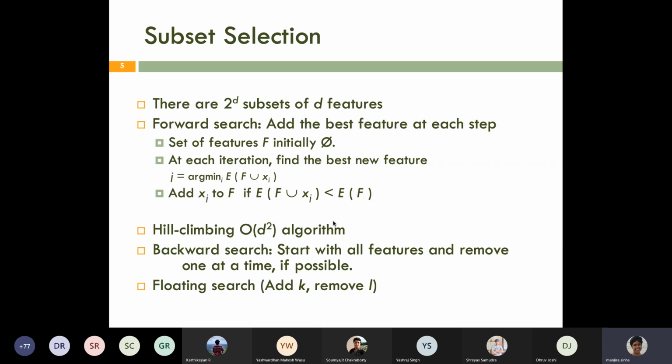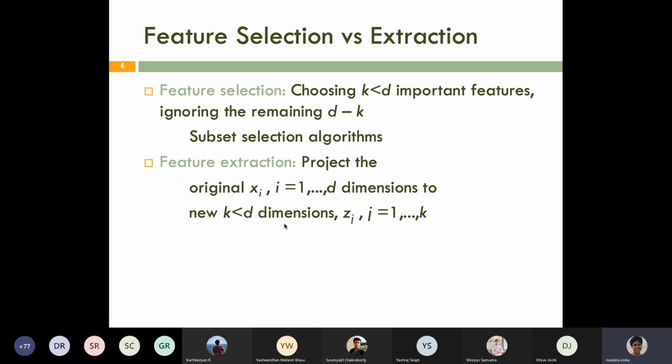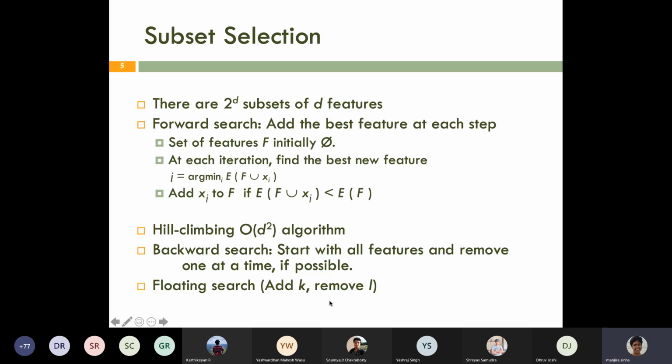Now these have a complexity of d square, which, for say 300 dimensions or 500 dimensions, is quite large. And in between the forward and the backward, there is something called a floating search, which at each step adds a certain k number of features and removes a certain L number of features. But all of these have a large time and space complexity, and also it may not be possible that, if I have some specific k set beforehand, all the feature variations are captured.